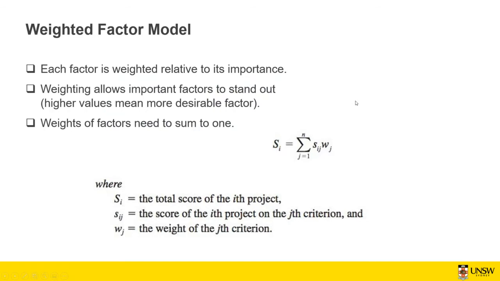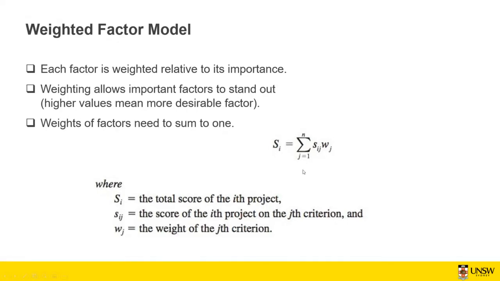The other method, which is more commonly used, is a weighted factor model. In this method, each factor is weighed relative to its importance. This weighing allows important factors to stand out, because higher values for that particular factor are going to weigh on the total score or average score. That way, if you have a selection criterion or factor that is more important than the others, the way that you score that factor is going to dominate your total score. So this is the formula that you use.